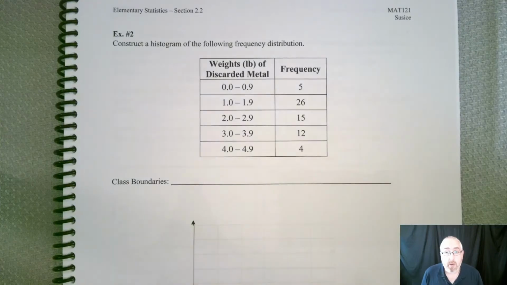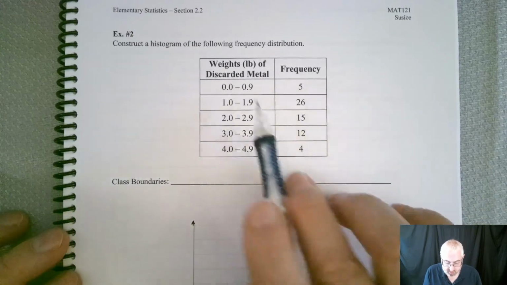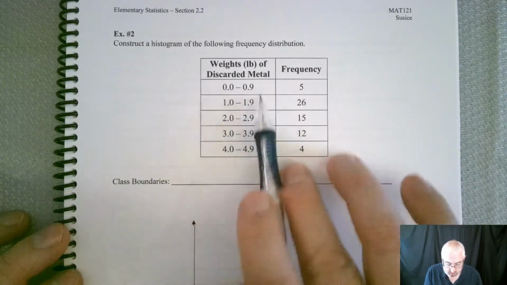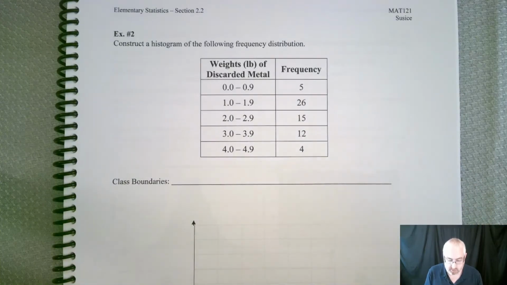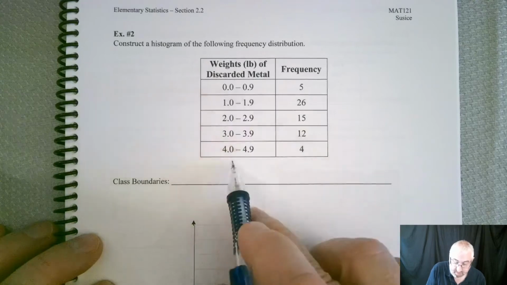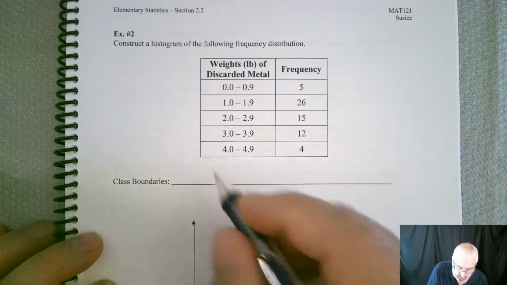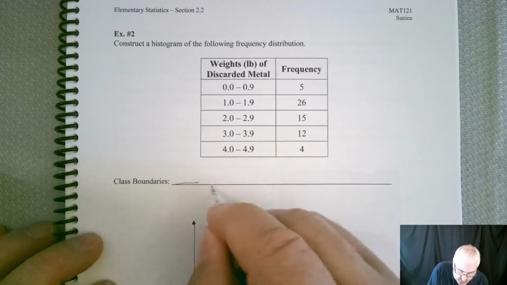So picking up right where we left off, we're at example 2 now. We're going to draw another histogram based off of this frequency distribution. So we have some weights of discarded material, and we have our frequencies. Again, the first thing we need is our class boundaries. We got 5 classes, so 1 extra puts us at 6.